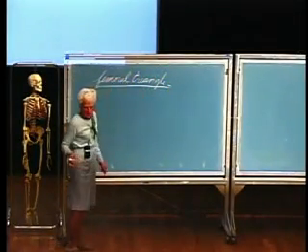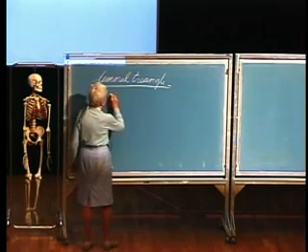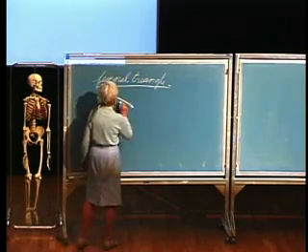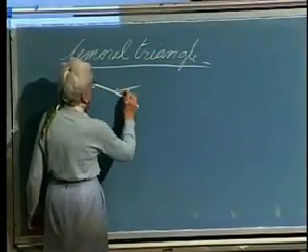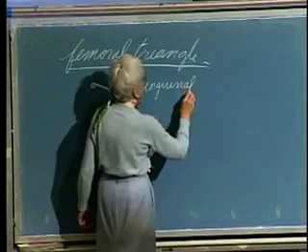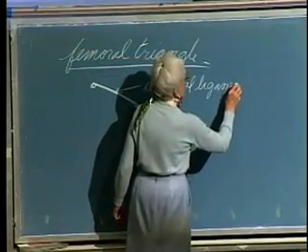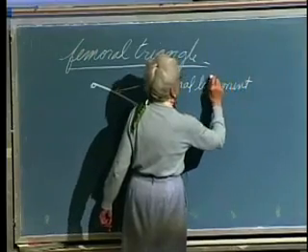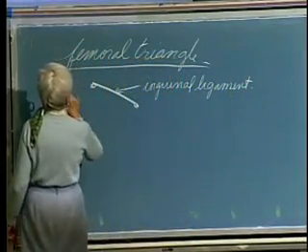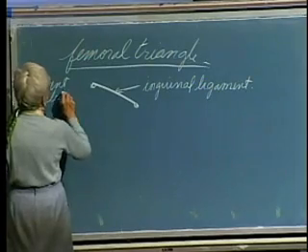So landmark number 1 will be the inguinal ligament. So let's put that in. Here's our inguinal ligament. And that came from the anterior iliac spine.